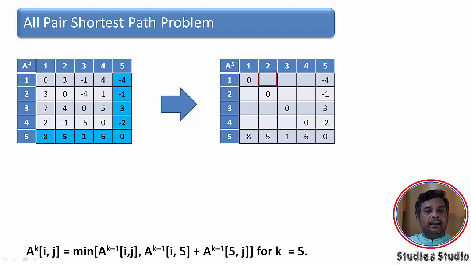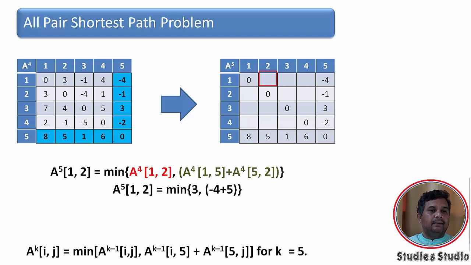Let us check 1, 2. In the 1, 2 location I am having 3 and the projected values here are 5 and minus 4. The sum of these two is 1, and 3. The minimum value is 1. I am writing it here.